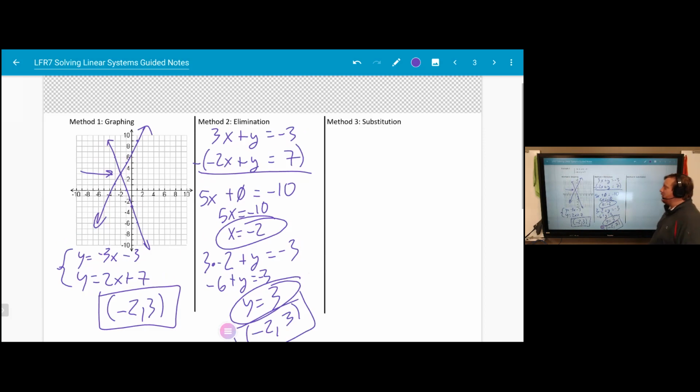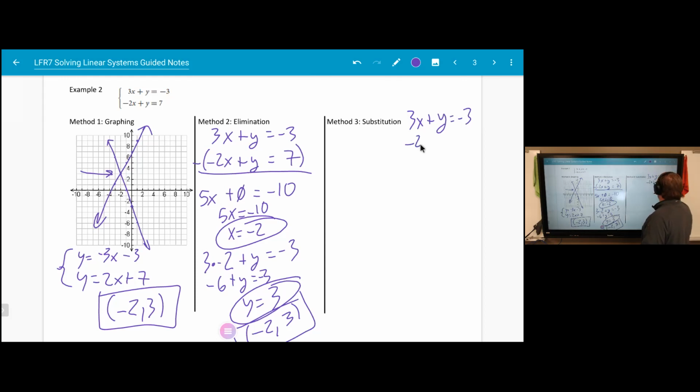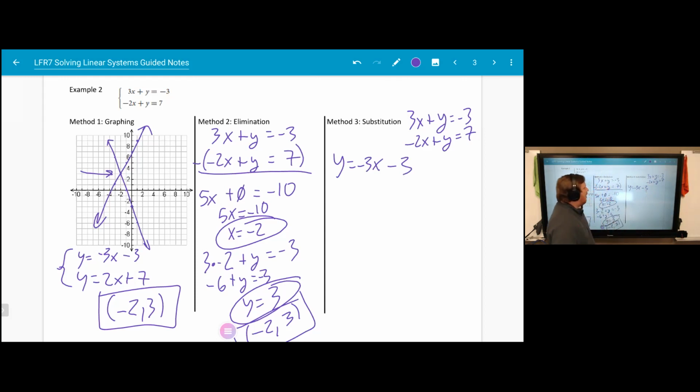Now, we're going to do substitution. And if we get something different, we done screwed up because these two agree with each other right now. Substitution, the first thing you got to do, so we can rewrite these again. 3x plus y equals negative 3, and negative 2x plus y equals 7. So I got to take one of these equations and solve for a variable. It doesn't matter what you do. You could solve for any of the variables here. But I'm going to take that first one and solve for y. So I'm going to get y equals negative 3x minus 3. This is that first equation right here.